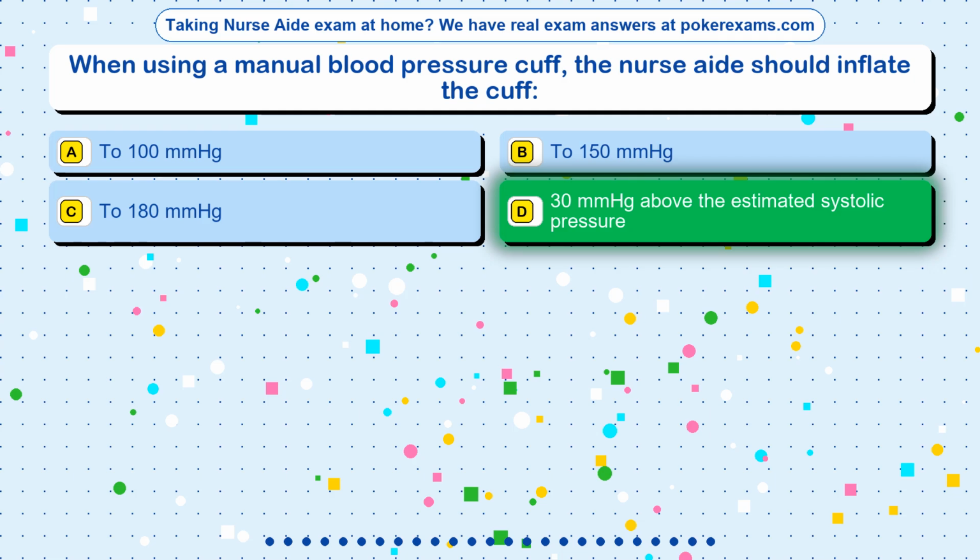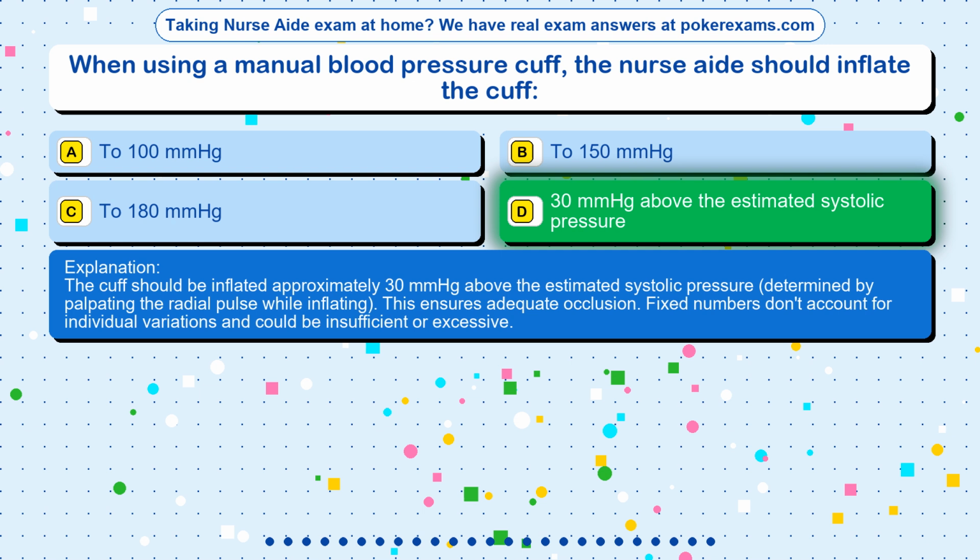The correct answer is option D, 30 mmHg above the estimated systolic pressure. The cuff should be inflated approximately 30 mmHg above the estimated systolic pressure, determined by palpating the radial pulse while inflating. This ensures adequate occlusion. Fixed numbers don't account for individual variations and could be insufficient or excessive.